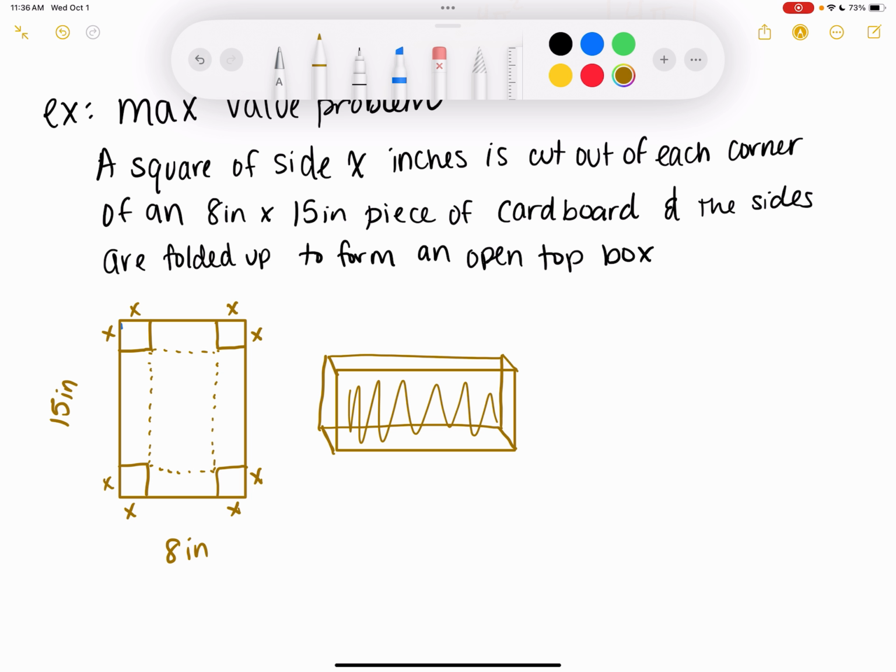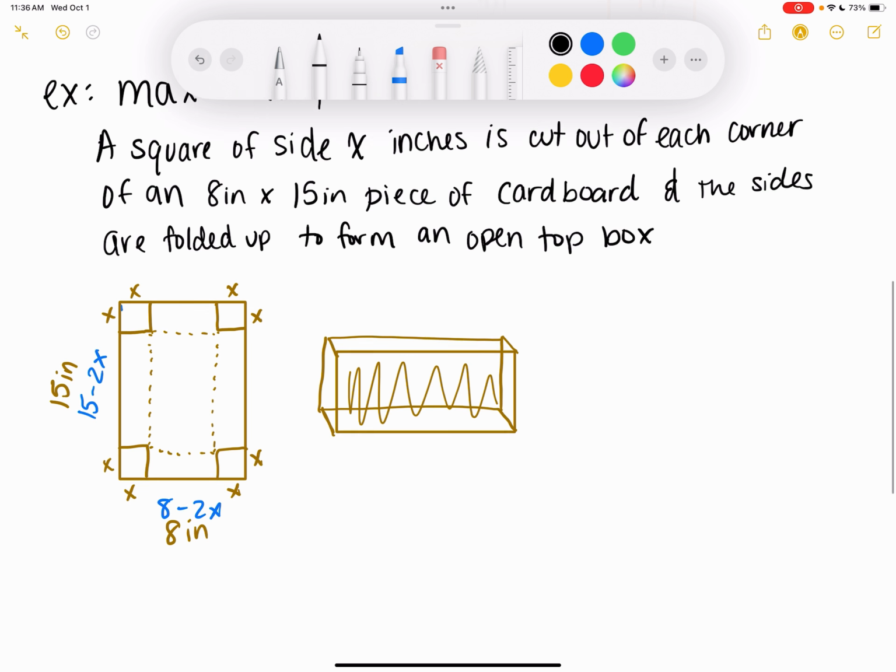So what do I know is going to actually be true about the length of these sides here? They're minus 2x. Yep, so 15 minus 2x. And what about this one? 8 minus 2x. Yep, 8 minus 2x. Because that's got to be the actual side of the box since I'm cutting out an x from each corner.